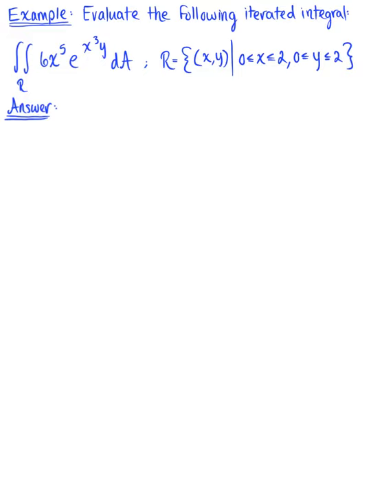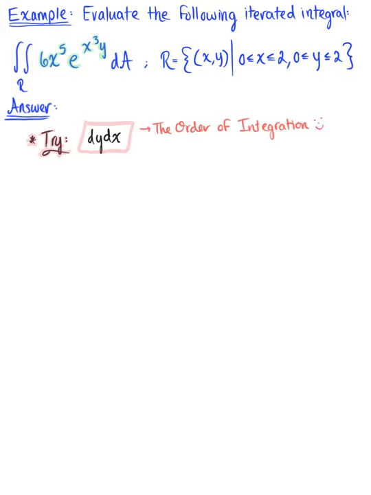Evaluate the following iterated integral. So here we have a beautiful double integral over a rectangular region R in R2, and we need to decide what order of integration we're going to use. Looking at our integrand, it looks like if we start with the order dx dy, we might create more problems. It doesn't look like an easy u substitution. So to get us started here, let's try the order dy dx, and we'll see if this works out well.